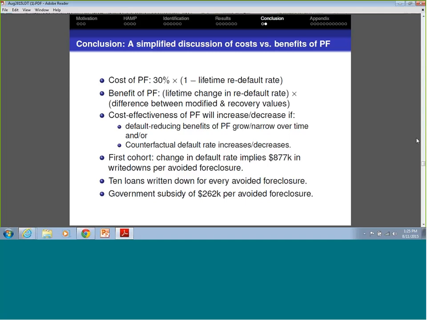The other thing I want to mention is that the structure of this problem means that we are comparing principal forgiveness to rate reduction, which is also kind of simple, because rate reduction also comes from value to the borrower. There's no research assessing how important the difference between rate reduction and other forms of payment reduction are, but it's possible that that matters. Okay.